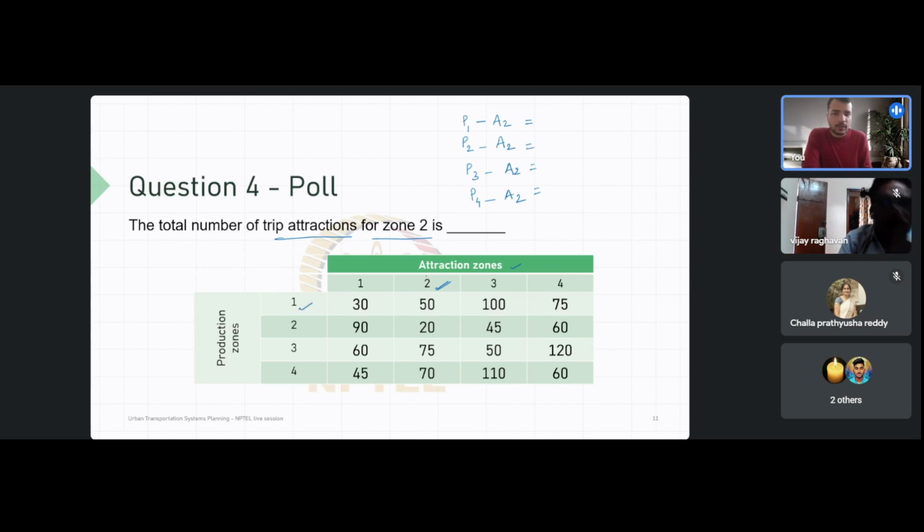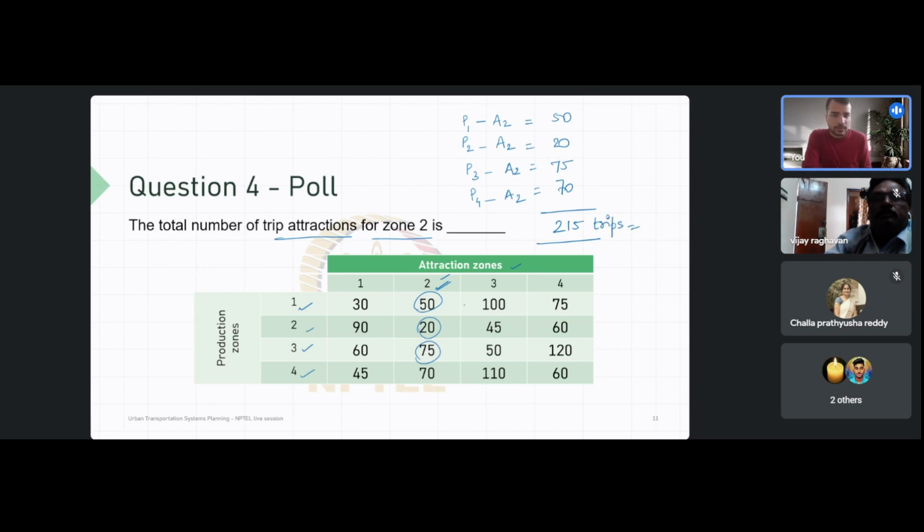Production in 1 and attraction in 2, so that will be 50. For 2, 2, we'll match them, so that is 20 here. Then production in 3, attraction in 2, so that will be 75. And finally we have production in 4 and attraction in 2, so that will be 70. Let's add all of them. So this will be 210 and 5, so it will be 215 trips.